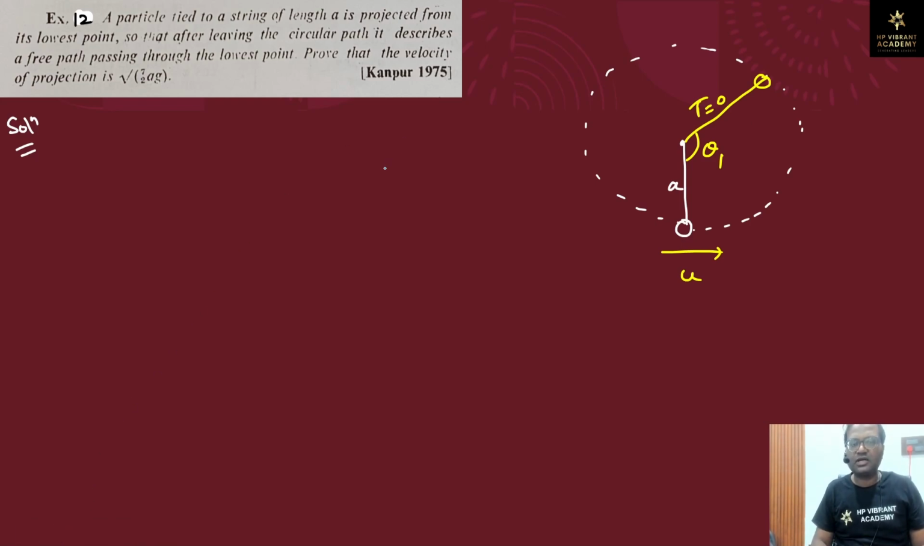What is being asked is that after leaving the circular path, it describes a free path passing through the lowest point. So after leaving the circular path, it will pass through the lowest point through a path that is known as a parabolic path. So this is our trajectory that is parabolic in nature. We have the initial velocity as u. Let us consider the velocity at the starting point of the projectile as v1.